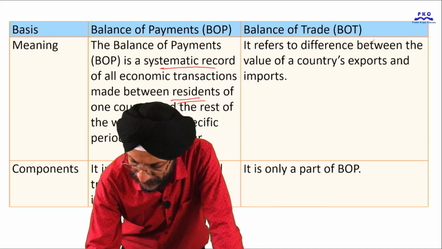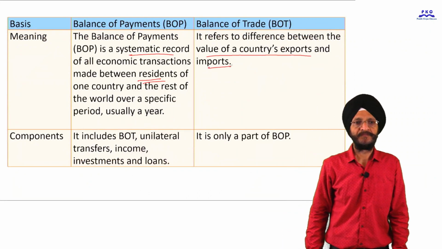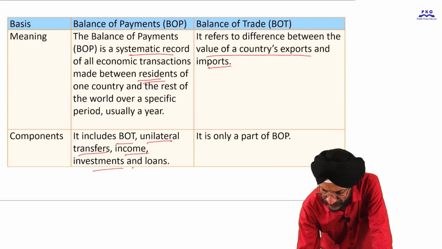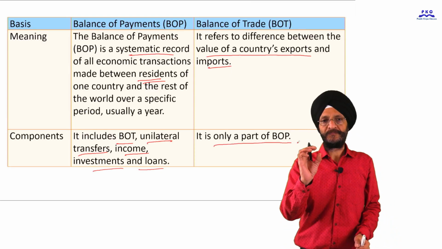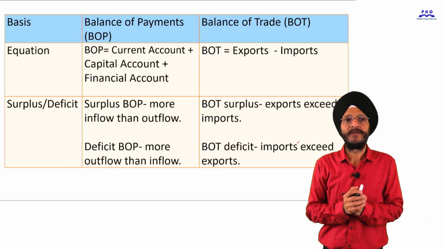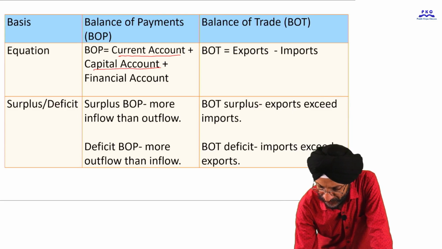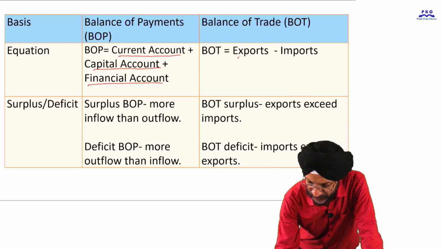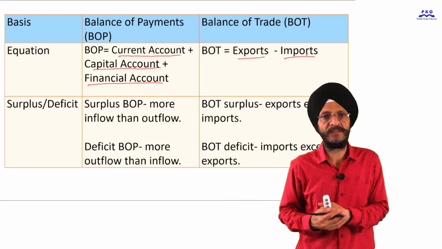On the other hand, balance of trade is only the difference between the value of a country's exports and imports. The components of BOP are balance of trade, unilateral transfers, income, investments, loans. Balance of trade is only a part of BOP under the head current account. Equation: balance of payment is the sum of current account, capital account, and financial account because it has three components. On the other hand, balance of trade is equal to exports minus imports, exports of goods and services and imports of goods and services.